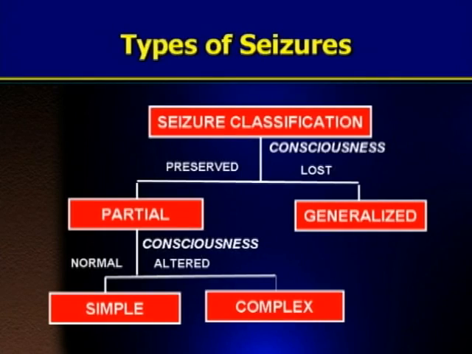Now, partial seizures, I said, have consciousness that is preserved but not necessarily normal. When consciousness is perfectly normal, we call that a simple partial seizure. When consciousness is altered, we call that a complex partial seizure. And I'd venture to guess that complex partial seizures are the kind of seizures that people are most familiar with after generalized tonic-clonic. So let's look at some specific, or consider some specific types of seizures.